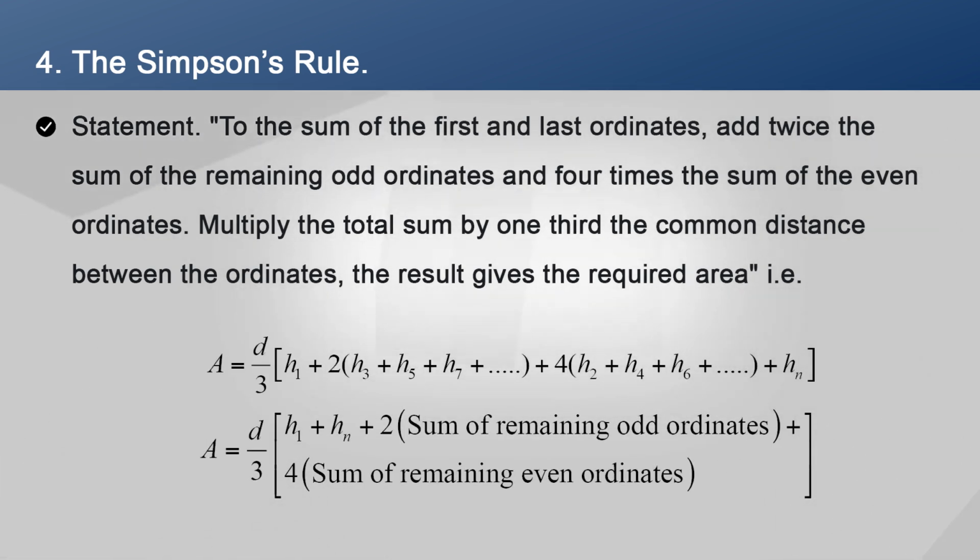Mathematically, we can write area is equal to the distance between the ordinates, which is d, d by 3 multiplied by, in the bracket, h1 plus hn plus 2 into the sum of the remaining odd ordinates plus 4 into the sum of the remaining even ordinates. So, what is the sum of the remaining odd ordinates? It is h3 plus h5 plus h7 and so on. What is the sum of the remaining even ordinates? It is h2 plus h4 plus h6 and so on.